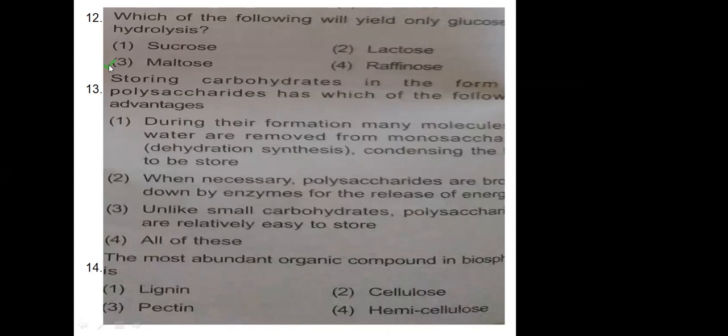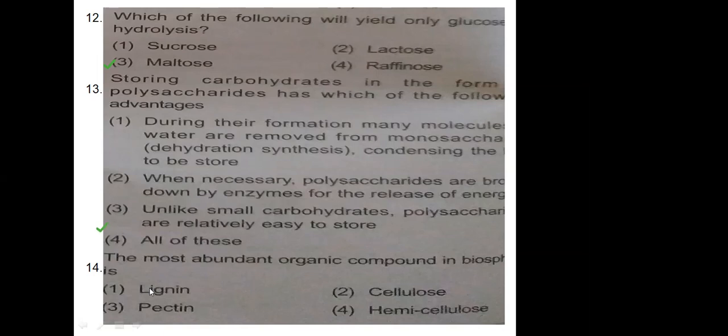Storing carbohydrates in the form of polysaccharide has which of the following advantages? During their formation, many water molecules are removed from monosaccharides, condensing them to be stored. When necessary, polysaccharides are broken down by enzymes with the release of energy. Unlike small carbohydrates, polysaccharides are relatively easy to store. All of this is the answer.